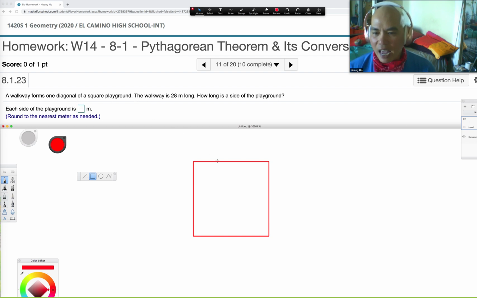A walkway forms a diagonal. Okay. A walkway forms one diagonal of a square. So now I can draw my diagonal. I can change the color over here so you can see. This is my diagonal. Here we go. And as you see, my diagonal, which is the walkway, is 28 meters long. So they ask you how long is the side. Because this is a square, it has 4 sides exactly the same. Okay. So this is x, this is x.